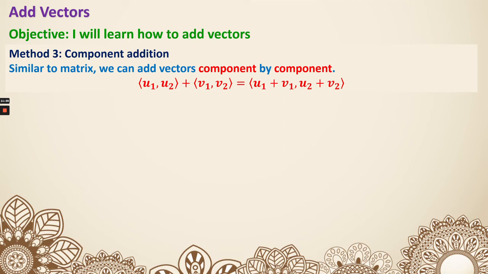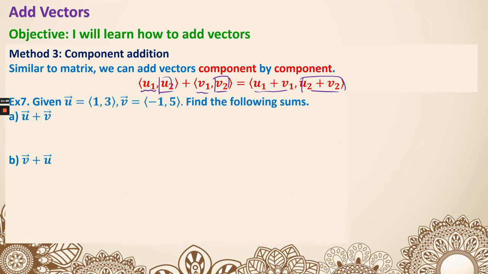Method 3. Just like with matrices, where we were adding element by element or entry by entry, here for vectors we are going to add them component by component. So as you can see, the U1 and the V1 are adding together. The U2 and the V2 are adding together. So that is method 3. Now let's have a look at an example.